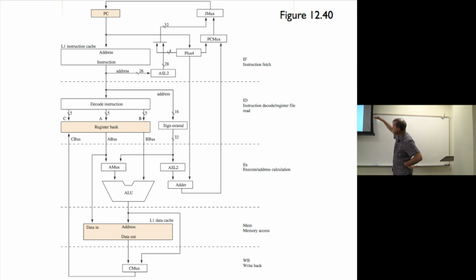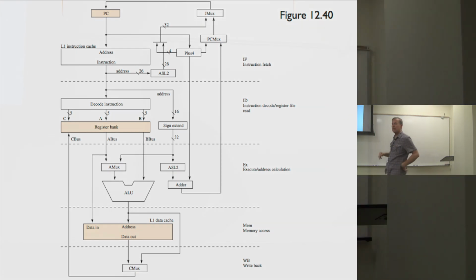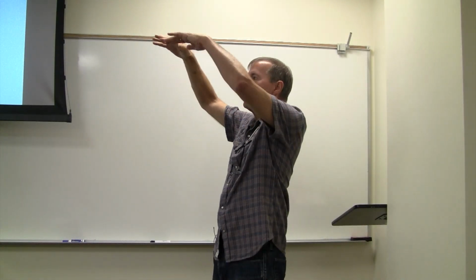So in a few gate delays, the signal would propagate through the instruction cache, and then those signals will be presented to the decode box, which is a combinational circuit, and also the sign extend is a combinational circuit. After a few gate delays, that will propagate down and be presented to the AMUX and the ASL2 and the adder and the ALU. Those are all combinational circuits. After a few gate delays, that'll propagate down and be presented to the data cache, and the address and the data in will be presented, and then after a few gate delays, that will propagate through the CMUX and be presented to the register bank.